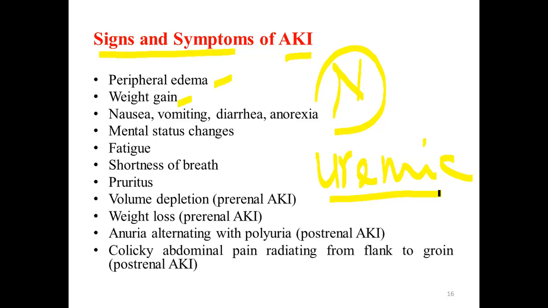kidney failure. Apart from that, this uremic toxin can cause nausea and vomiting because they have the potential to activate the vomiting center. So nausea, vomiting, and diarrhea are very common. Their appetite will also be suppressed because those toxins can cause anorexia or loss of appetite. Then, as I said before, the mental status changes are because of accumulation of this toxin. This toxin can cause damage to the brain, and ultimately the patient can have uremic encephalopathy.